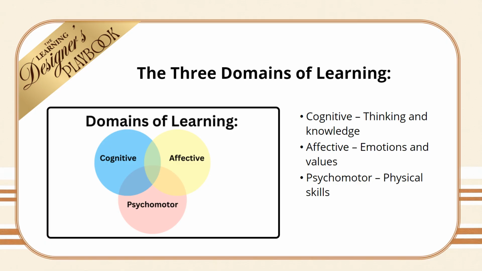Each domain is important in its own right, and together they provide a full picture of what it means to learn something. Instructional designers need to be aware of all three, because designing only for cognitive skills ignores the fact that learners must also develop the right attitudes and physical abilities to succeed. By appreciating the interplay between thinking, feeling, and doing, you can design more complete and effective learning experiences.